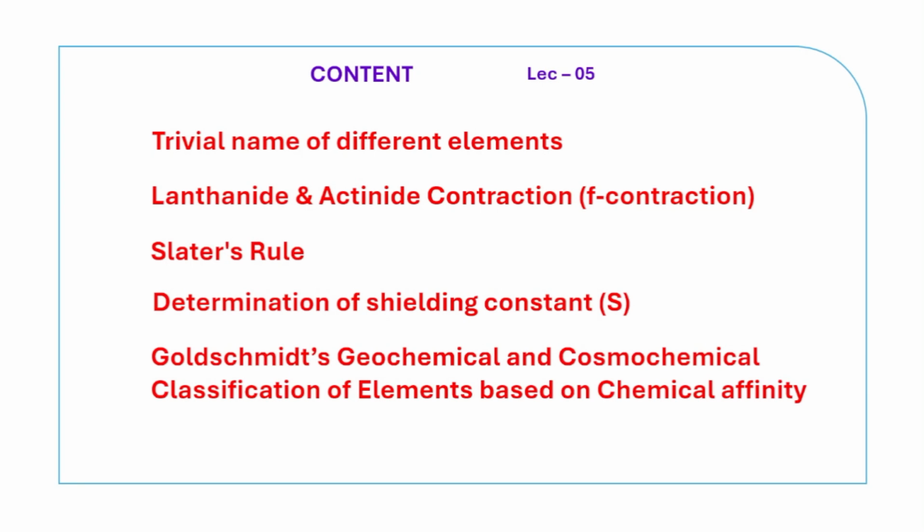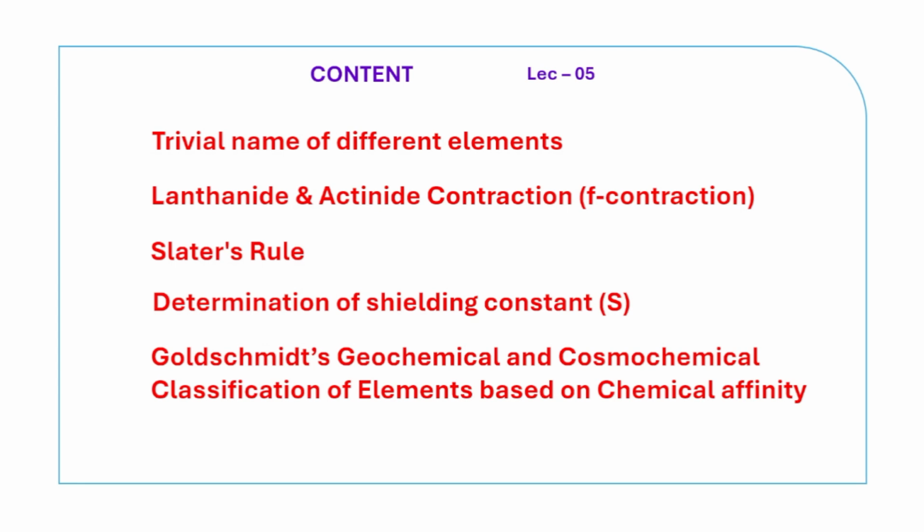trivial names of different elements, lanthanide and actinide construction, Slater's rule, determination of shielding constant, and at the end we have discussed briefly about Goldschmidt's geochemical and cosmochemical classification of elements based on chemical affinity. So these many things were discussed in lecture 5. If you have not seen lecture 5, I strongly recommend you please go and watch that video, and after that you can come back to this video.